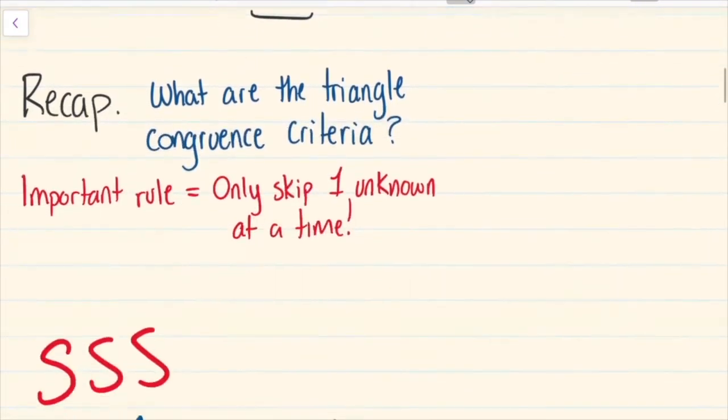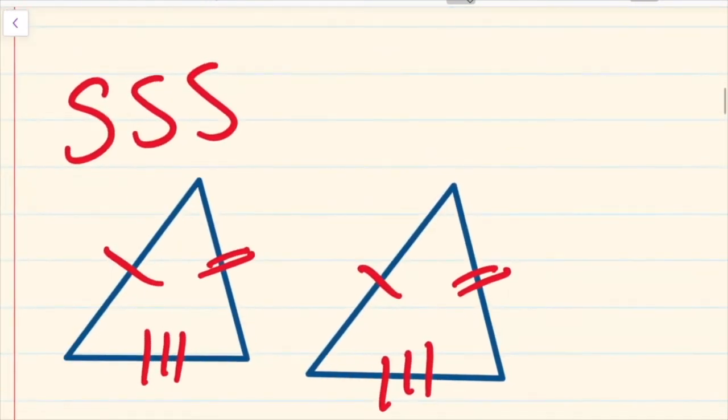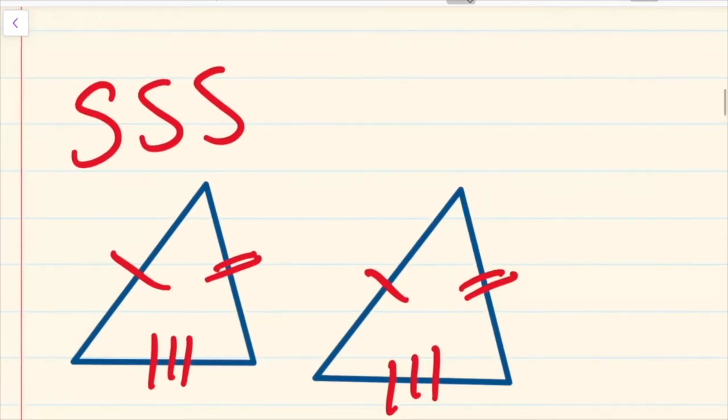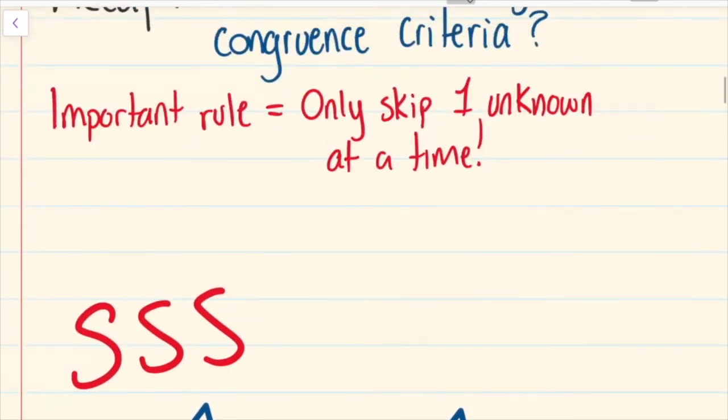So let's go over the first three, guys. The first one is called the SSS rule. In other words, it's side, side, side. So how do you know if a triangle is congruent to another? Well, if you've got all sides, if this side is equal to this side and so forth, you know they are congruent. Because there is a big rule you need to follow. A very important rule. You can only skip one unknown at a time.